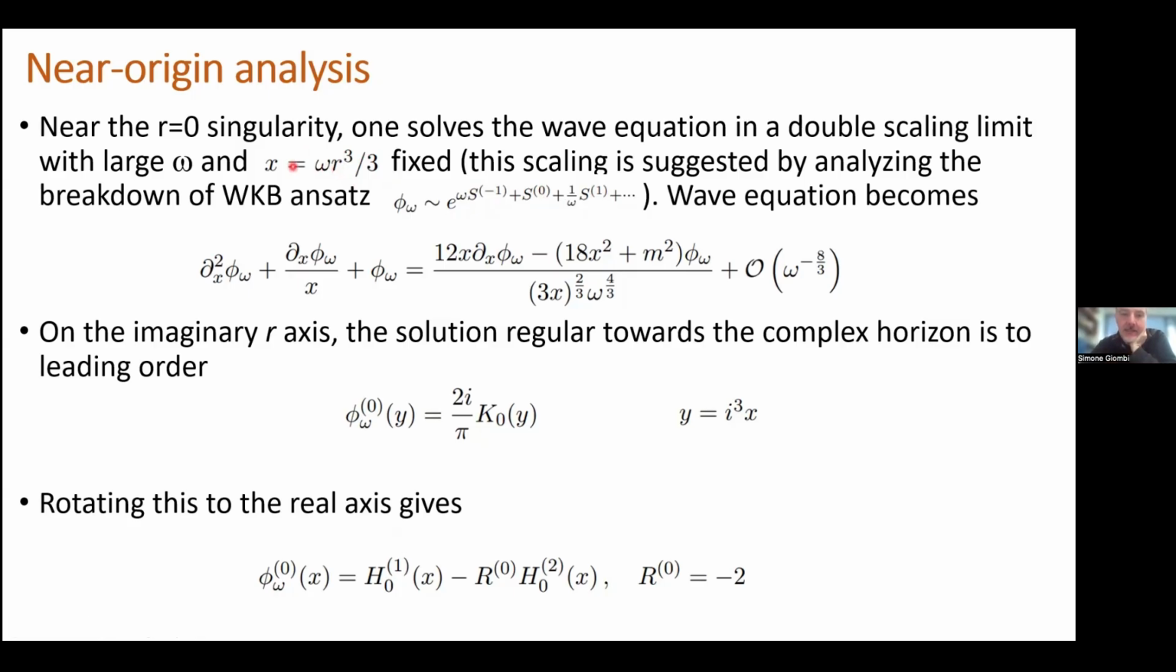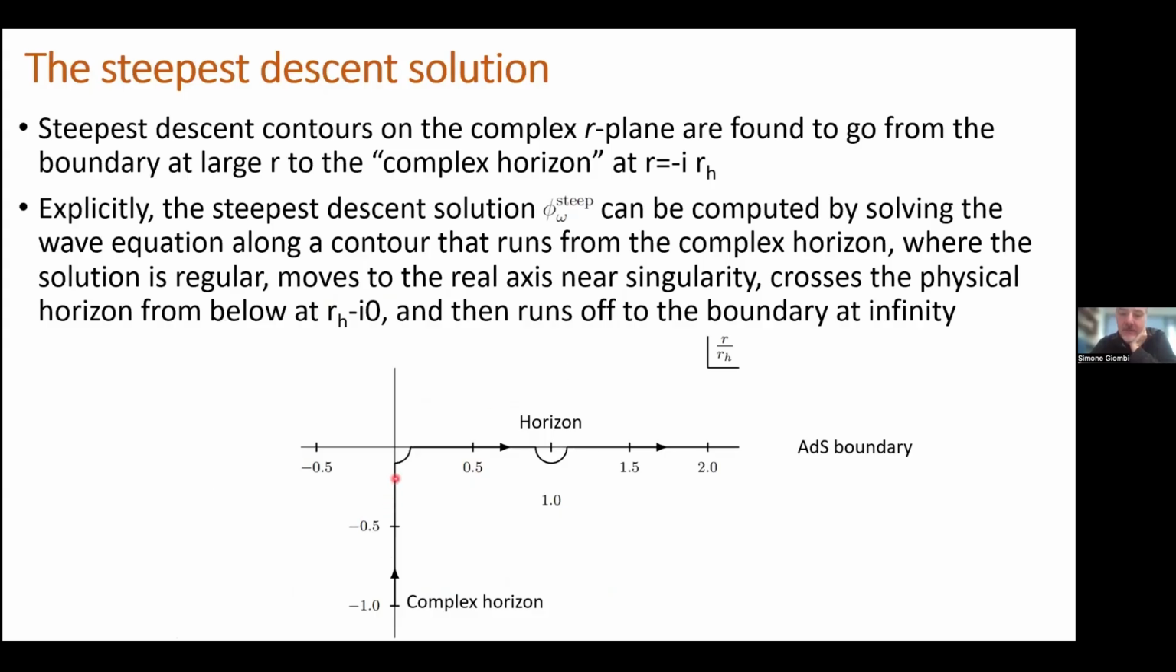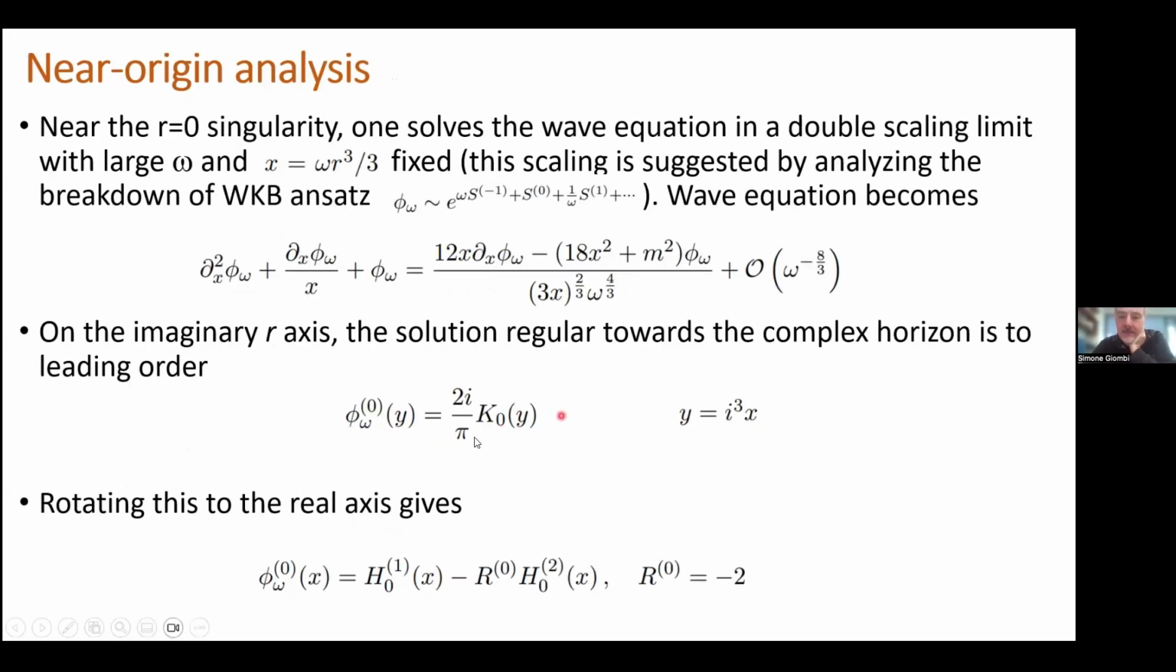And in this scaling limit, the wave equation reduces to something like this. So in powers, again, you take the scaling limit and then omega is large. So x is fixed, but omega is large, and you get this kind of equation. To leading order it will be just this equal to 0, but here I'm already including subleading corrections. And the nice thing is that this can be solved analytically in terms of Bessel functions. So you first solve this along the imaginary axis in that picture that I had before, imposing that the solution is regular as you approach that complex horizon, and this gives the solution.